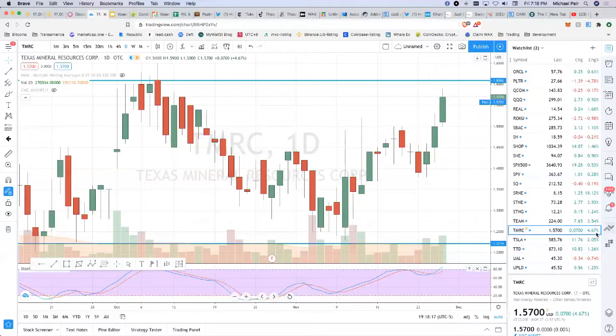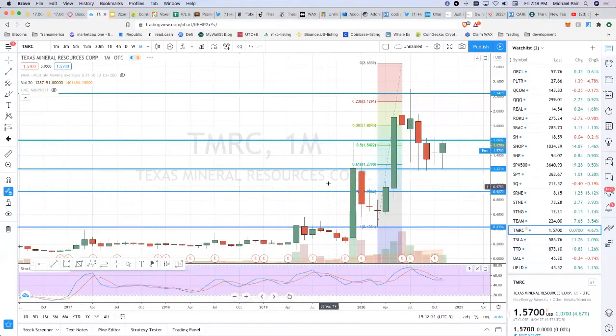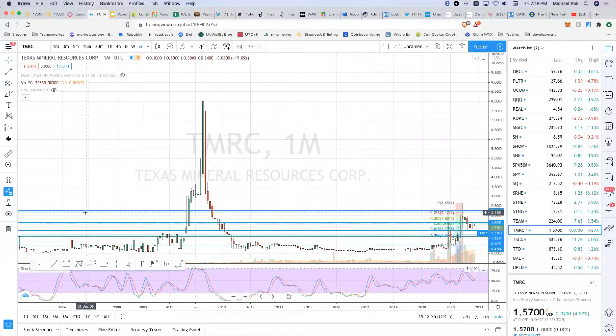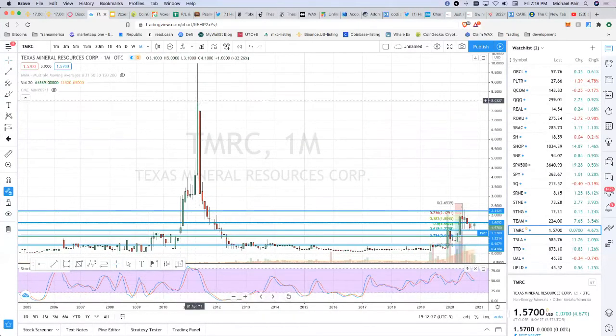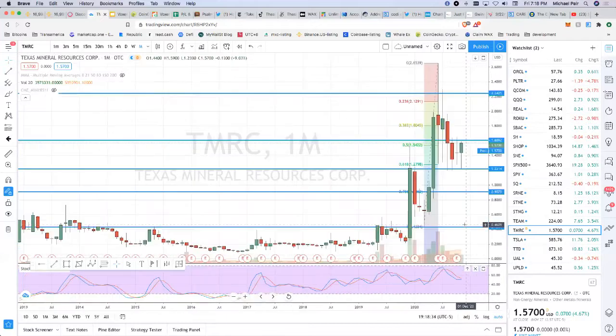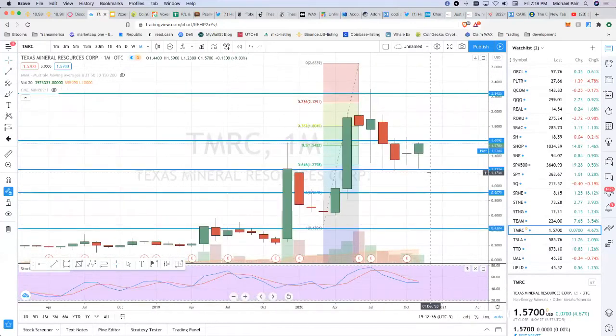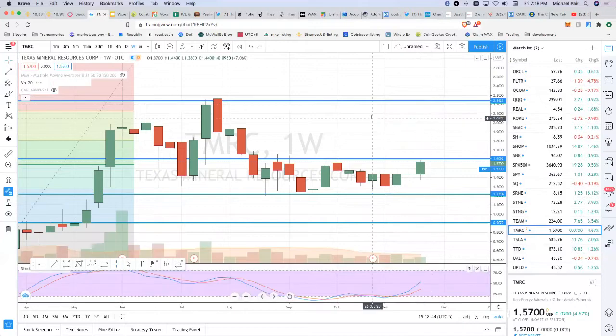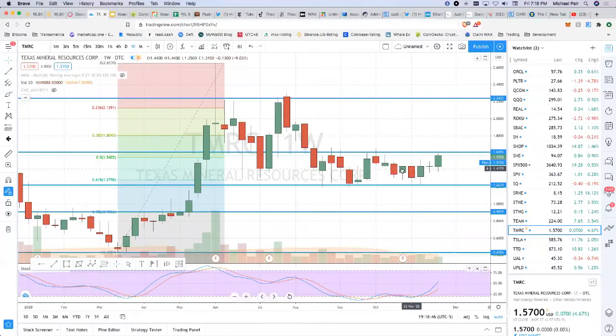So this is TRMC. It's a little penny stock I've been following for years. If you go back on a monthly chart, I've been following this, probably way back in this area. I've been following it for a long time, so I know where it is currently, in terms of the $1.20 to $1.40 area, $1.60. So that's a monthly. If I go back to a weekly, you can see these are weekly candles.